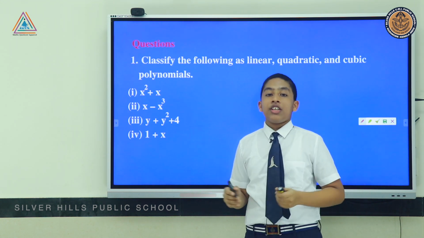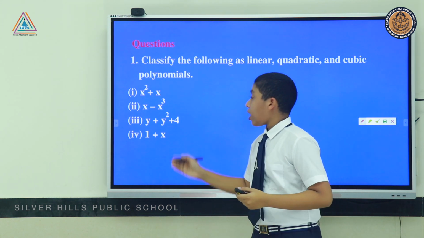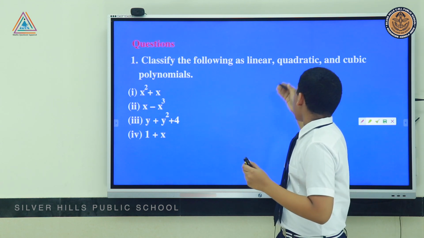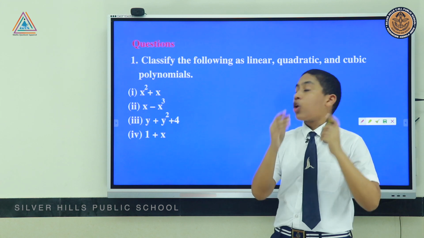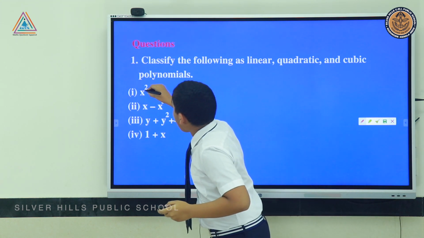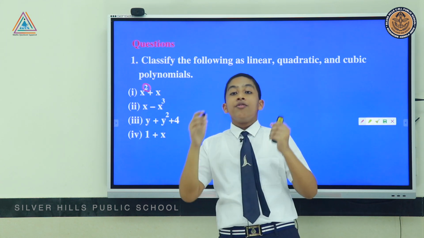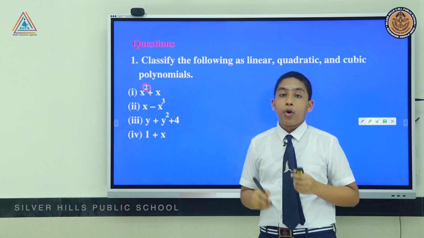So, we have studied types of polynomial based on their degrees. Now, let us do questions on them. So, the first question, x square plus x. Is it a quadratic or linear or a cubic polynomial? Yes, you are right. It is a quadratic polynomial because the highest power of the variable is 2, and such type of expression which has the highest power of variable 2 is known as a quadratic polynomial.